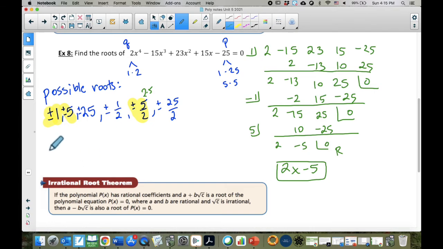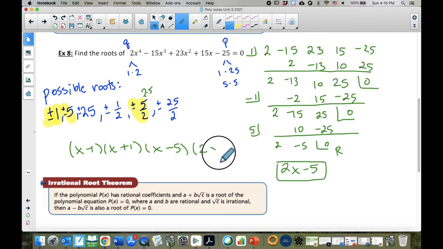Well, our factored form now, instead of having this long thing, which there's nothing wrong with, but it's the standard form, we could write it out as x minus 1, x plus 1, x minus 5, and 2x minus 5. And remember that 2x minus 5, that's like actually 2.5. That's what that means. And then up here, we had equals 0. So we can put equals 0 just so we have it.